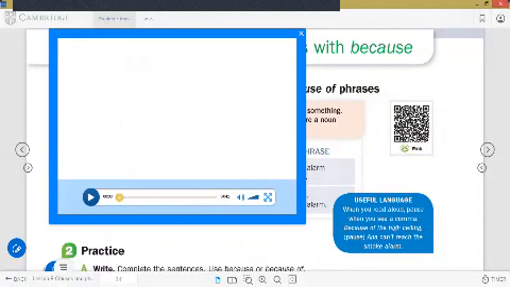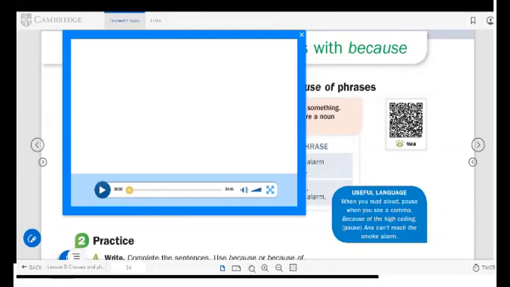Unit 3, Lesson B, Clauses and Phrases with Because. Because clauses and because of phrases. Watch and listen. Clauses with because. Use a because clause to give an explanation of something. I didn't like my old apartment because it was noisy. It was noisy, subject and verb. Clauses with because. The because clause can come before or after the main clause. Because my old apartment was noisy, I didn't like it.